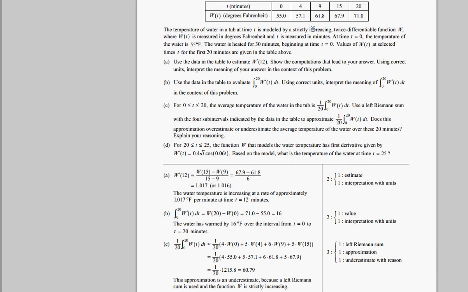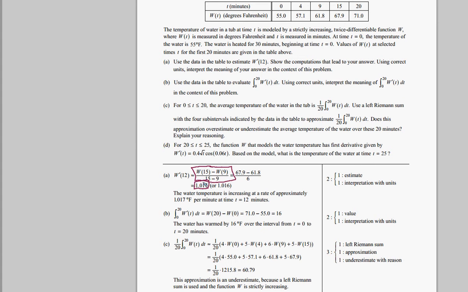Notice that there are a few pieces of information that are important. First off, you have a strictly increasing function and it is twice differentiable, which means you know it's also continuous. If we just discuss the first piece of this question, it says use the data in the table to estimate the derivative of W at 12. Notice that the values they gave us around 12 were 9 and 15. To work this question out, you need the difference quotient, W of 15 minus W of 9 all over 15 minus 9, with those values plugged in.